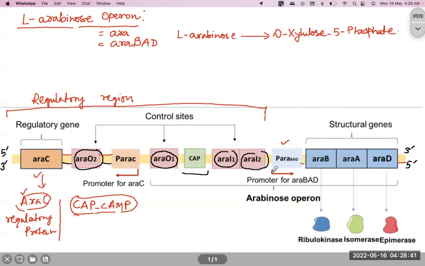Okay. So, but here you can see पैरासी इधर गया होने, तो इसका ऑपरेटर जो है डाउन स्ट्रीम है टू द प्रोमोटर रीजन. Here the operator is upstream to the promoter. For araC, operator is downstream to the promoter. Okay.